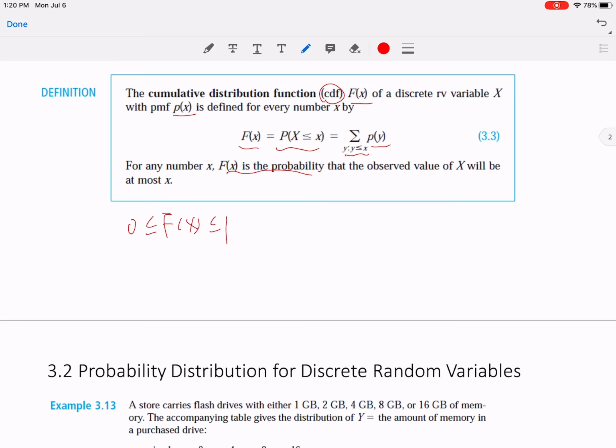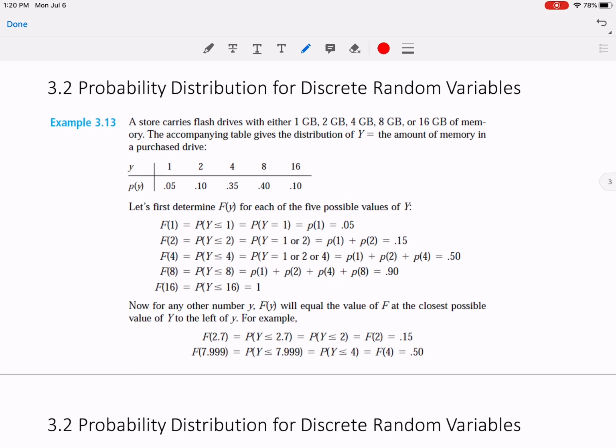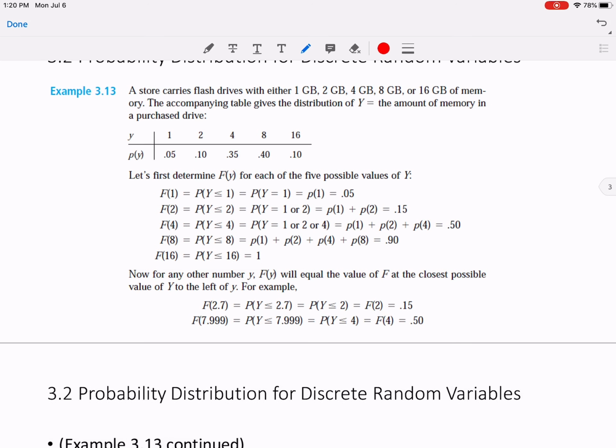So just always keep the idea in your mind. F of x is a probability, so that means it's always between 0 and 1, and F of x is equal to the probability of this right closed interval for x. Just always keep this idea in your mind. The cumulative distribution function, or CDF, is the probability of an interval. Okay. Now, once this is clear, let's take a look at this example over here.